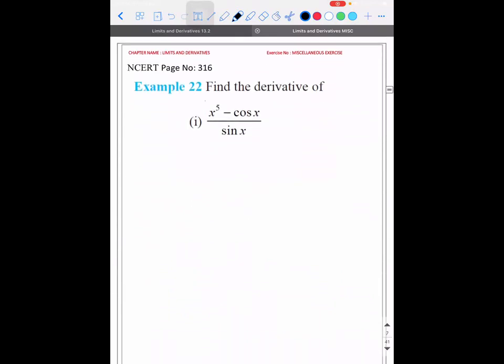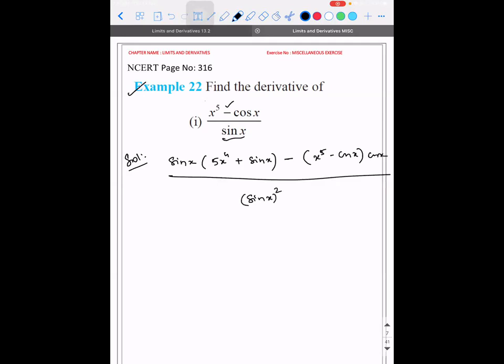Okay. So let's do example number 22. The solution is: find the derivative of x power 5 minus cos x by sin x. What are we supposed to do there? Can you directly tell me? Sin x into denominator into derivative of numerator, that is 5x power 4 plus sin x. Why did I write plus sin x? Because there is a minus here and the derivative of cos x is also minus sin x. So minus sin x, so I wrote it as plus, minus numerator, that is x power 5 minus cos x into derivative of sin x, that is cos x, the whole divided by sin x the whole square.